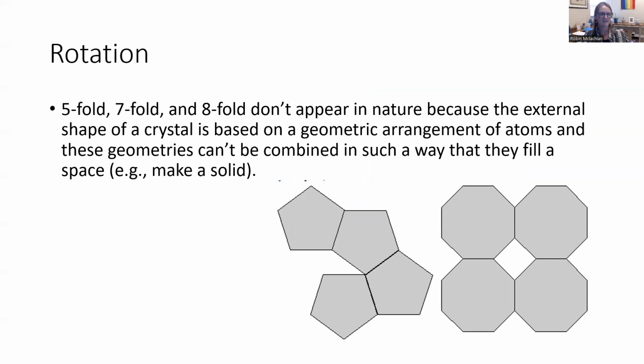However, 5, 7, and 8-fold rotational symmetry don't appear in nature because the external shape of the crystal is based on the geometric arrangement of atoms, and these geometries just don't work with the internal atoms. They can't physically make a solid, right? Because there's a lot of gaps between these shapes. So 1, 2, 3, 4 are super common rotational symmetries. 5, 7, 8, you're not going to see in nature.